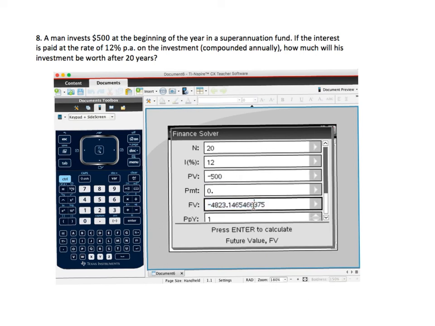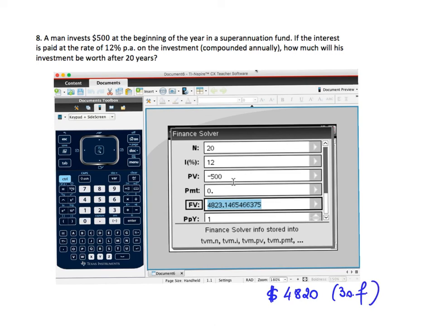Then I figure out that actually my present value is negative because I invest the money in the bank. But whenever I press negative 500 here, the future value will be positive, of course, because I will have this money. So my answer will be $4,820 to three significant figures. I tend to give my answers to three significant figures.